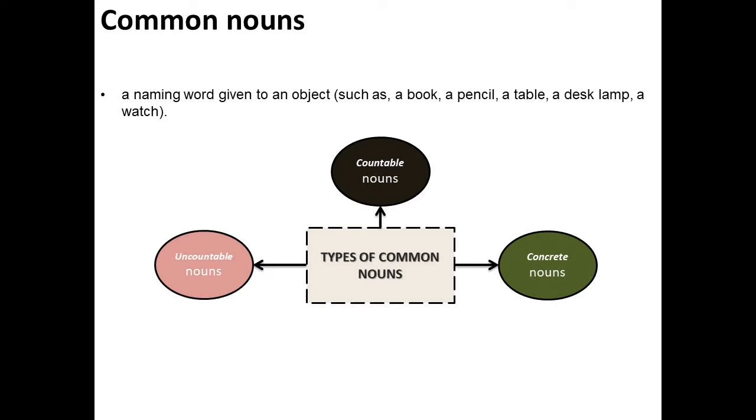Common noun. What is a common noun? A common noun, this is a name that is given to an object. It's a name given to an object. That object can be a book, for example. It's a book.